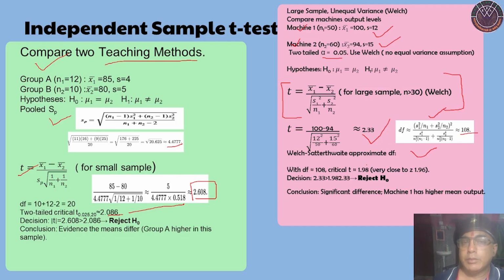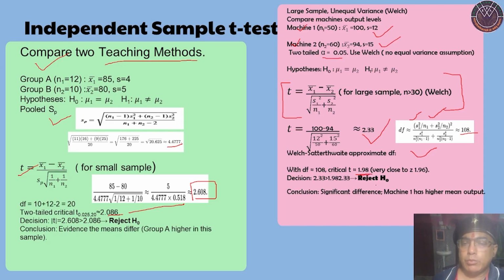Whenever you use SPSS also, you will find that when the equal variance condition is not met, the degrees of freedom vary. It is not n1 plus n2 minus 2. It becomes a little different. So using this formula only, you will get this particular value. Then the calculated value is 2.33, and after seeing the table value for degrees of freedom 108, the critical value is 1.98.